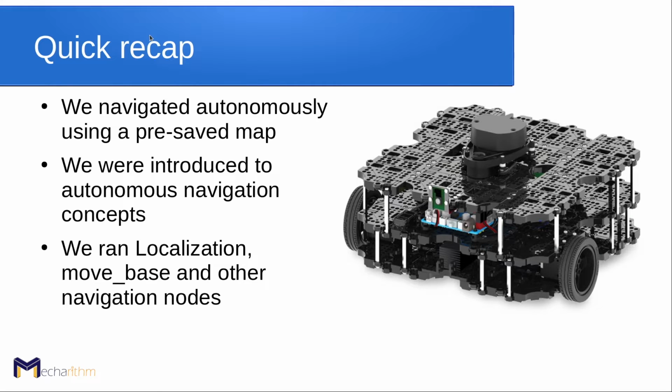Quick recap on what we did so far. We navigated autonomously using a pre-saved map. We created a map at the beginning and saved it in the form of PGM and YAML files, and then we loaded these maps into the ROS master, and AMCL used that map to localize the robot through information coming from that pre-saved map and information coming from the sensors themselves.